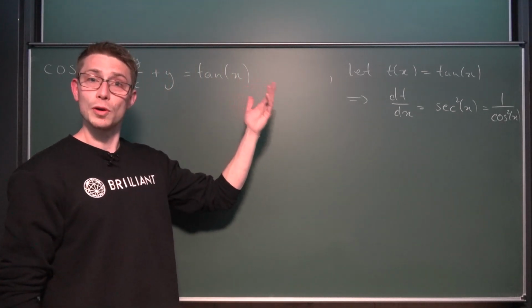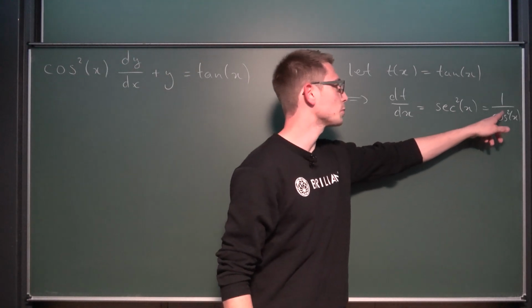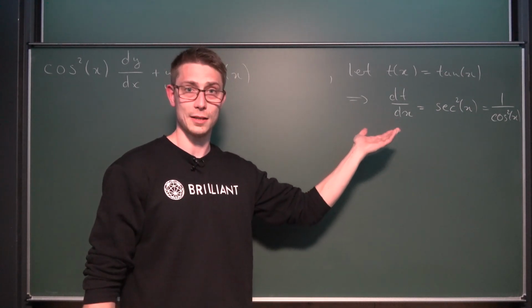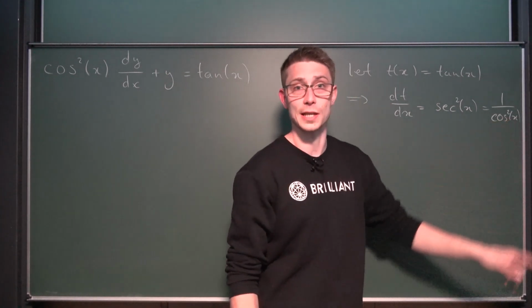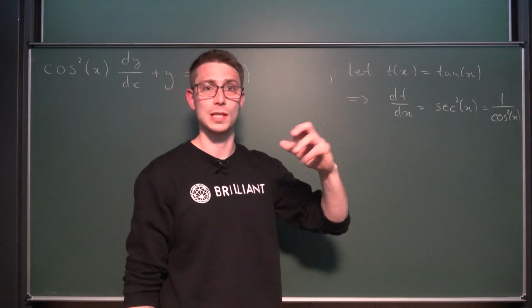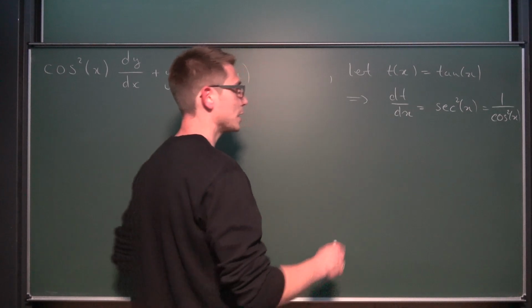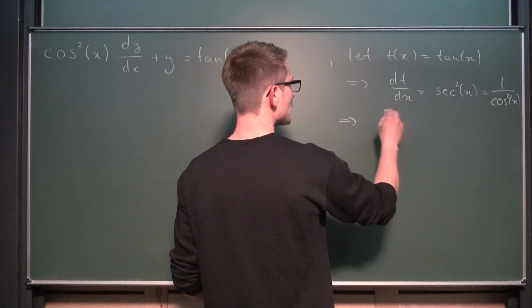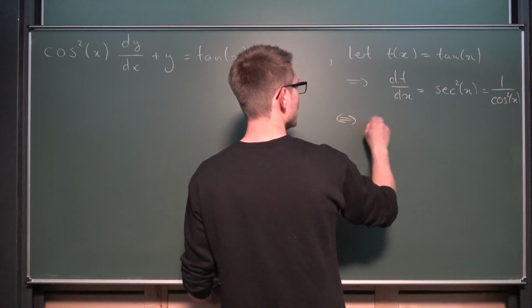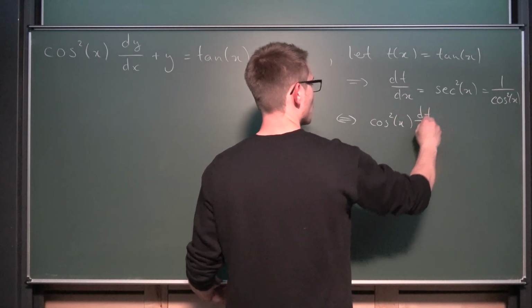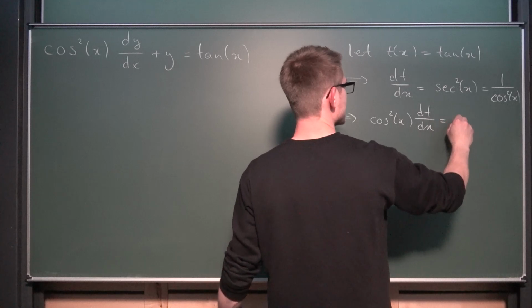And this is even more interesting considering that we can multiply both sides by the cosine squared of x under the condition that x is in a domain where the cosine squared, or in other words, the cosine, is never equal to 0. This really depends on your boundary conditions. But for now, we are going to multiply both sides by it. We are going to get that the cosine squared of x times the differential of our original function, dt/dx, is equal to 1.